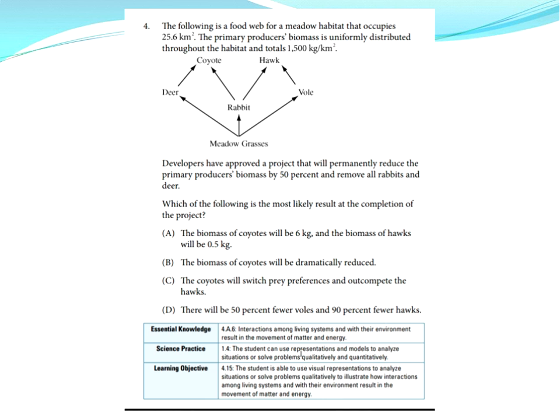The developers have approved a project that will permanently reduce the primary producer's biomass, so the meadow grasses, by 50% and remove all rabbits and deer. So the rabbits and deer will be removed, and the meadow grass is going to be reduced 50%. Which of the following statements is most likely the result of this project? Based on the information that's given, what could you conclude? So Caleb, you want to read through those and make a choice, see what you think?